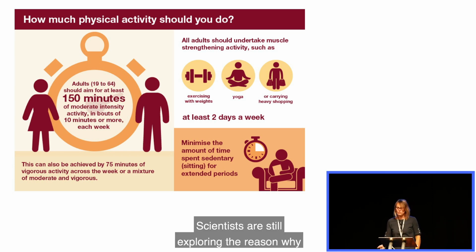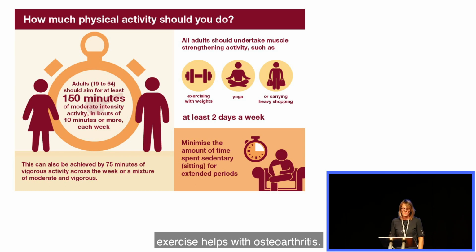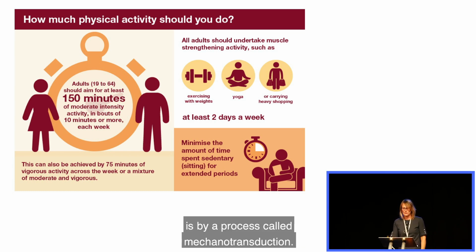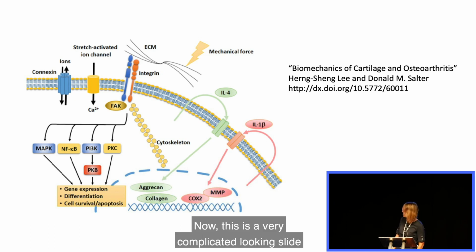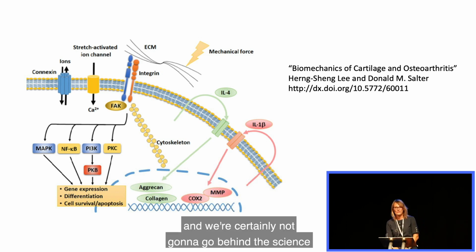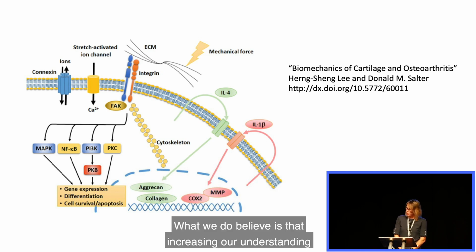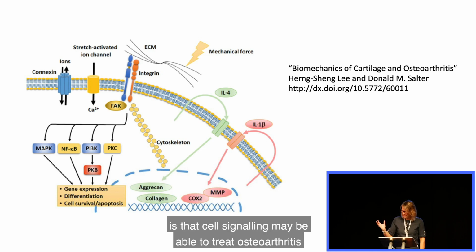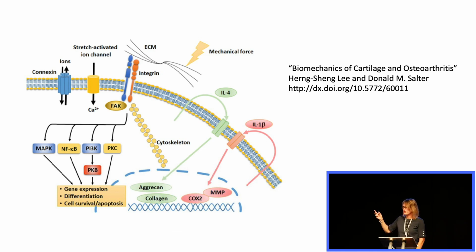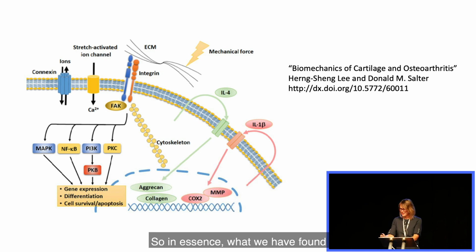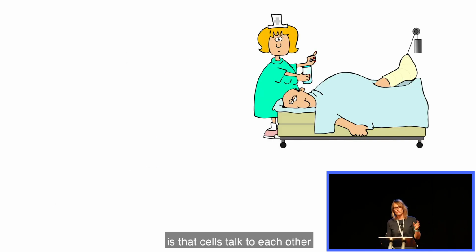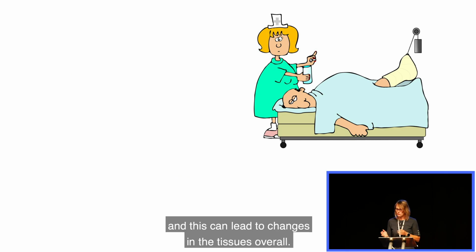Scientists are still exploring the reason why exercise helps with osteoarthritis. One of their findings, they think, is by a process called mechanotransduction. Now, this is a very complicated looking slide, and we're certainly not going to go behind the science of what this is today. What we do believe, in our increasing understanding, is that cell signaling may be able to treat osteoarthritis in the future through manipulating this process. So, in essence, what we have found is that cells talk to each other in response to mechanical triggers, and this can lead to changes in the tissues overall.